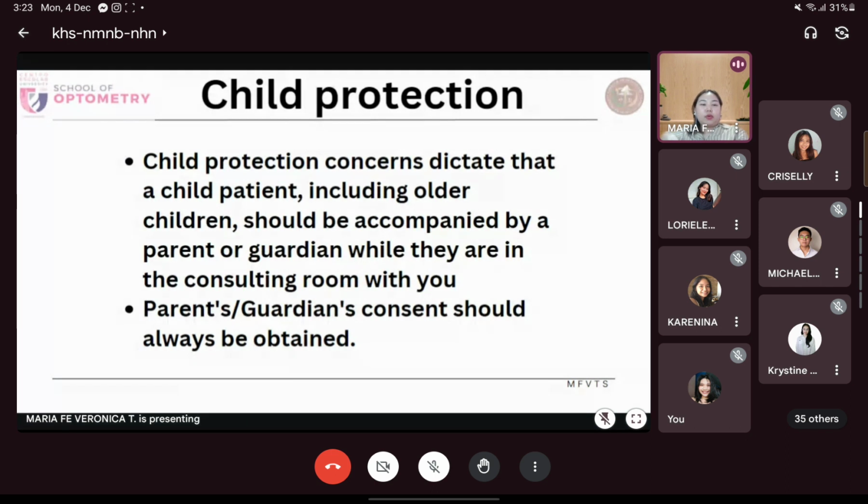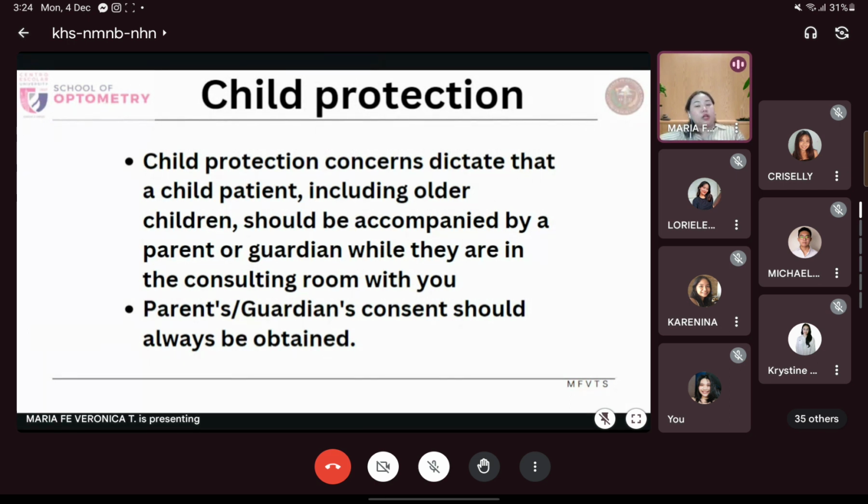And then the parents or the guardian's consent should always be obtained. Wala kang gagawin sa bata, especially if magsa-cyclodrops ka, nang hindi alam ng parent. Okay? Any test na gagawin mo, any tests na kailangan may effect or may side effect siya sa vision ng bata, the parent or the guardian should always be informed and dapat meron niyang written consent.